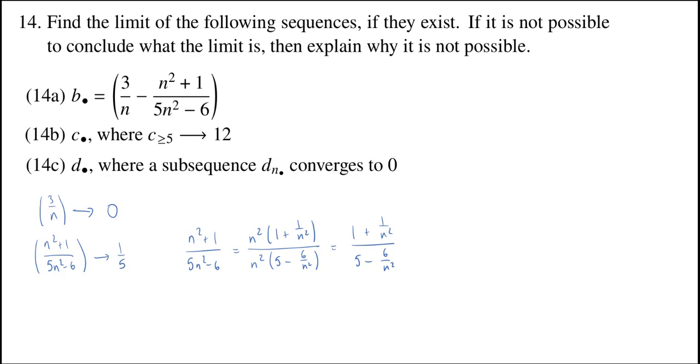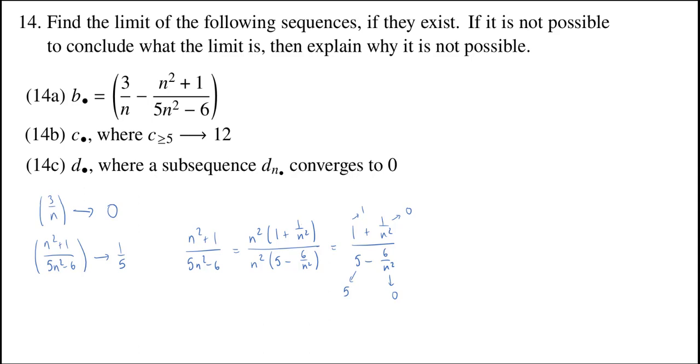I have the constant sequence 1, which certainly converges to 1. I have 1 over n squared, which converges to 0. I have 5, which is constant, converges to 5. And I have 6 over n squared, which also converges to 0. In fact, 1 over n squared converges to 0, multiply it by 6, there's a nice limit property. Doesn't matter, 6 times 0 is 0.